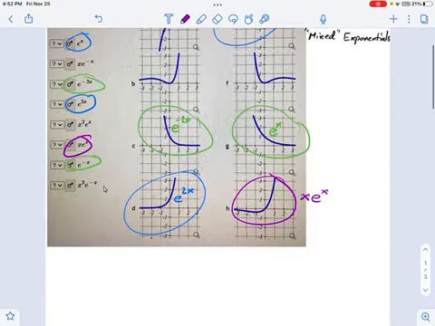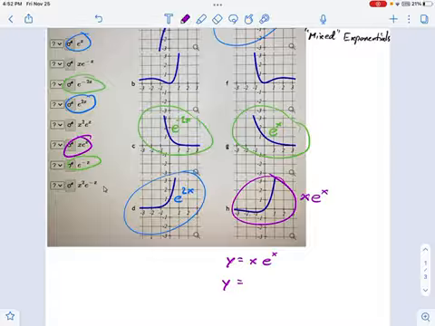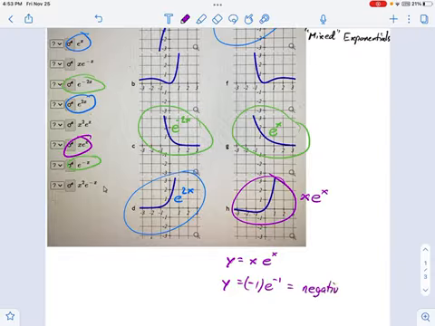And a couple of points should serve to explain why this is happening. If I say y equals x times e to the x, and I plug in negative 1, well, look what we get. We get negative 1 times e to the negative 1. Now, e to the negative 1 is some decimal value, which multiplied by negative 1 gives you something negative.